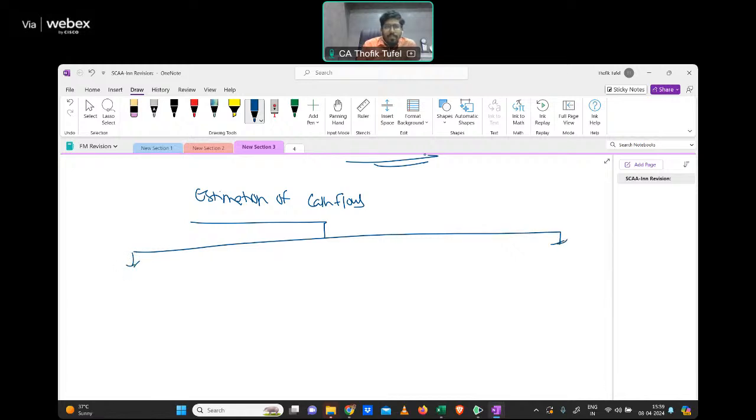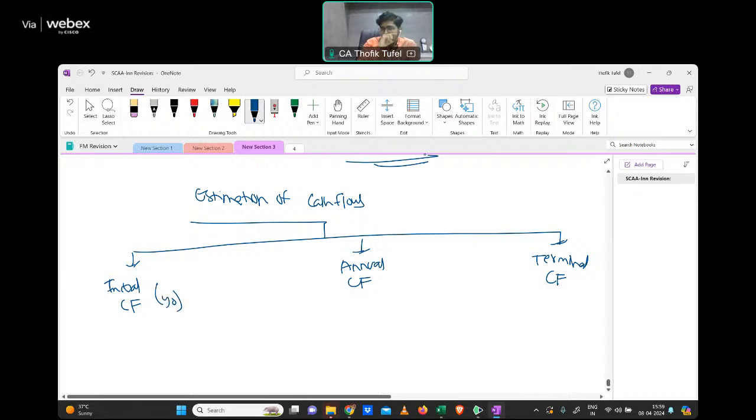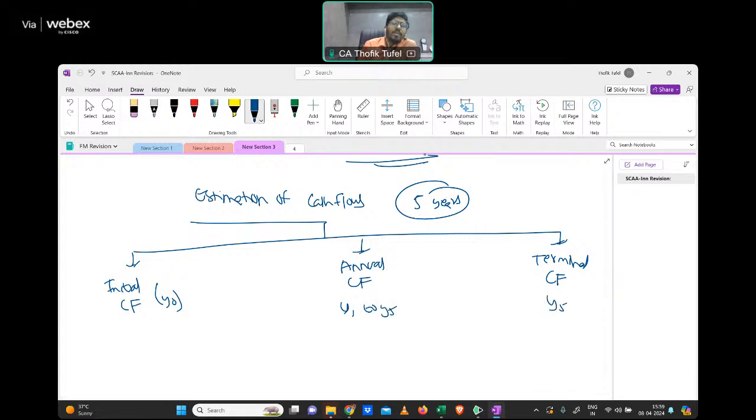There are initial cash flows, annual cash flows, and then terminal cash flows. Initial cash flow is the cash flow for year 0. For annual cash flows, suppose the project life is 5 years, the cash flows for year 1 to year 5 are the annual cash flows. Terminal cash flow is the cash flow in year 5. In year 5 you are closing the project, so you will get extra adjustments like scrap value. That comes under terminal cash flows.